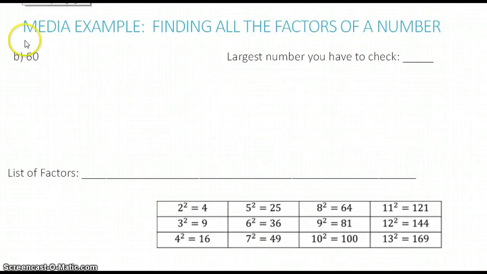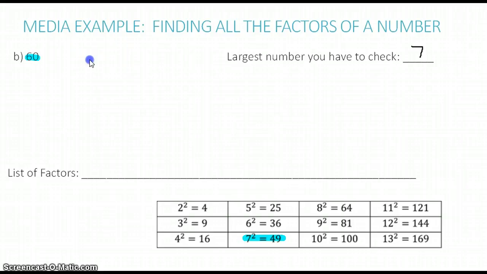Okay. So our next number is 60, and let's see the largest number we have to check. Well, going down to perfect squares, I'm looking for where 60 lies between. So 60 lies between 49 and 64. It's less than 64. So we said we can round down, and the largest number we're going to need to look at is 7. So that's the biggest number we have to check.